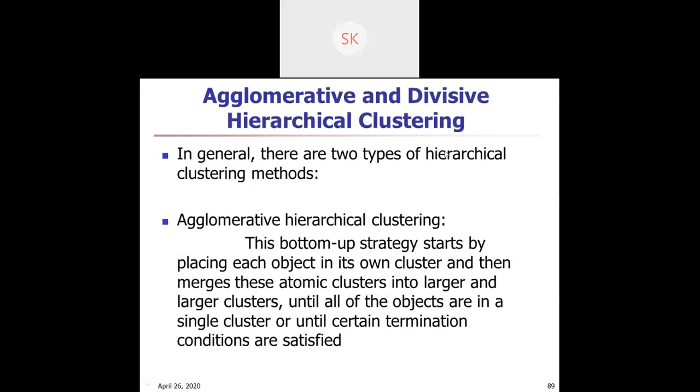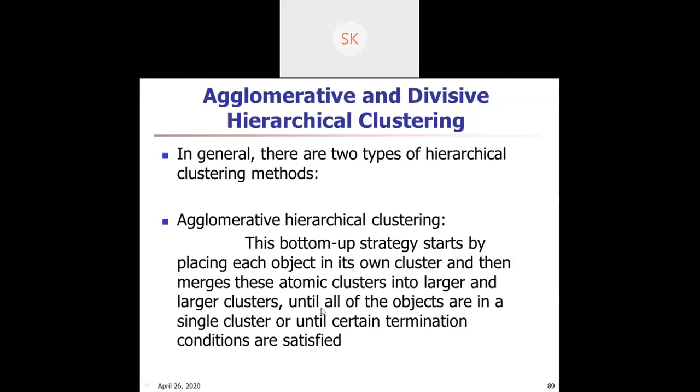Agglomerative and divisive hierarchical clustering. In general, there are two types of hierarchical clustering methods. The agglomerative hierarchical clustering method is a bottom-up strategy. It starts by placing each object in its own cluster and then merges these atomic clusters into larger and larger clusters.